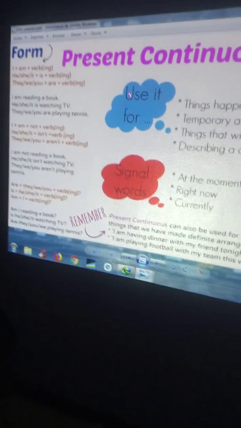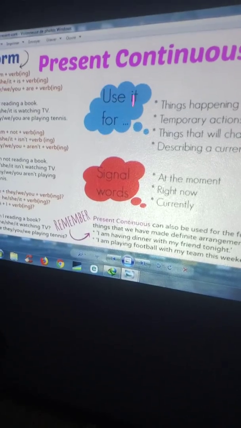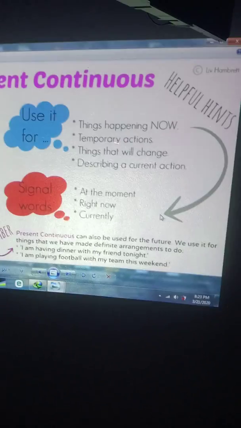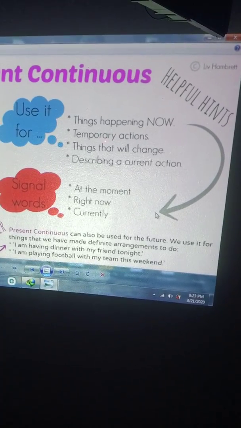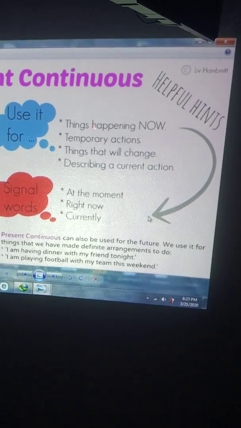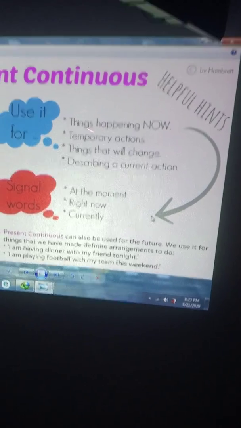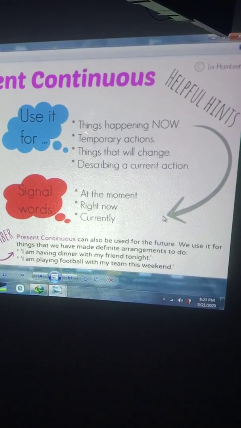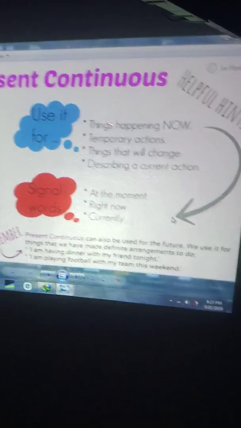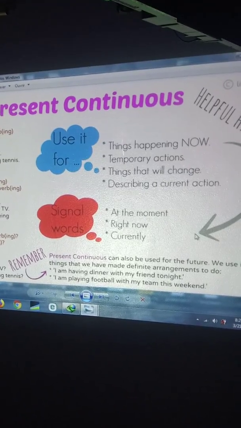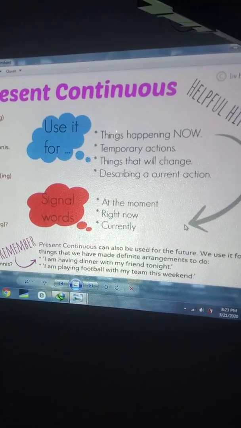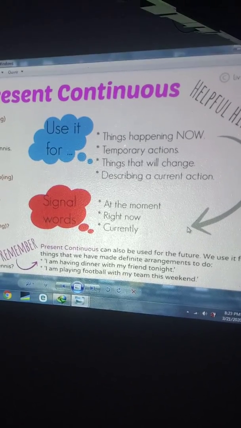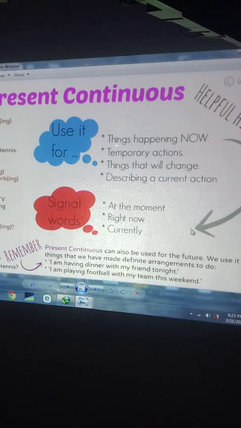Now, for the uses of the present continuous. We use the present continuous for things that are happening right now. So this instant, this moment. An example: right now I am explaining the lesson. Right now I am explaining the present continuous. So this thing is happening right now, this instant. Okay, not yesterday, not tomorrow, it is right now.